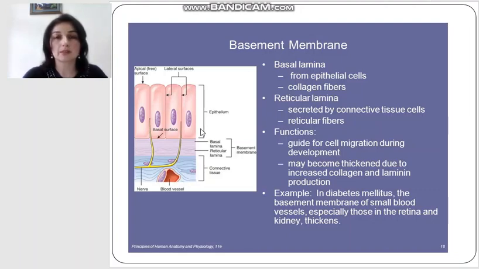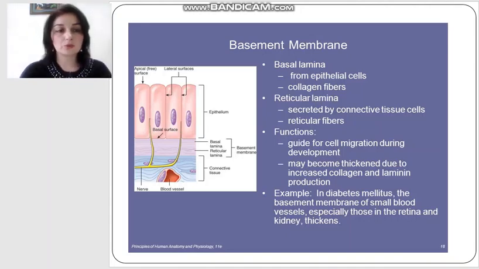As we know, epithelial cells have polarity, and the basement membrane plays an important role in the establishment of the polarity of the epithelial cells. Here we can also see that the basement membrane becomes thickened due to increased collagen and laminin production. For example, in diabetes mellitus, the basement membrane of small blood vessels, especially those in the retina and kidney, becomes thicker than in the normal state. So those are the functions of the basement membrane.